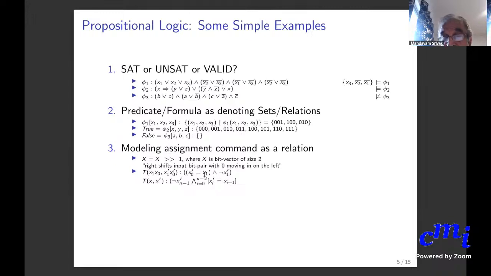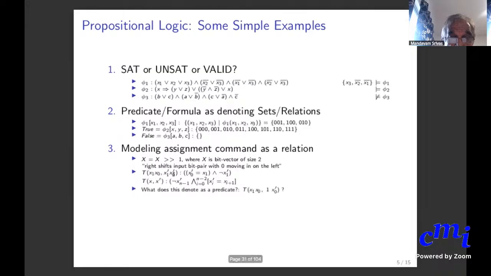x naught prime should be equal to x1, and x1 prime should be false, because zero is moving in there. Now you can extend this to arbitrary, finite but arbitrary sized bit vectors by using an enumerated conjunction. But for illustration, we will just use the two-bit version.